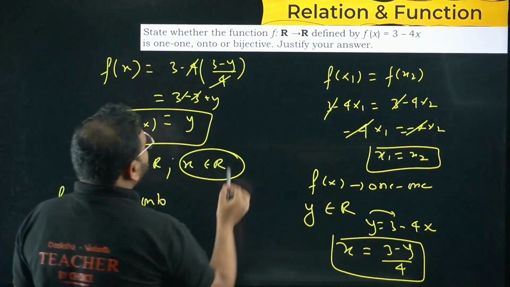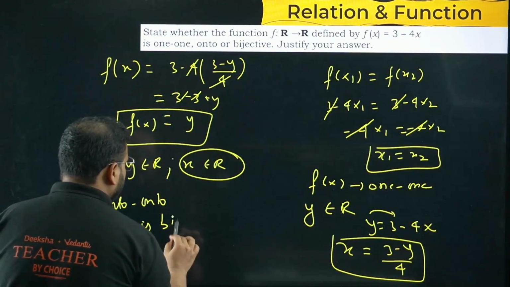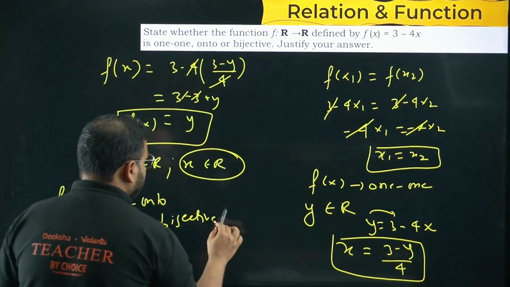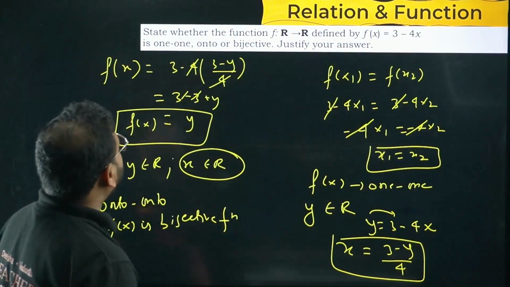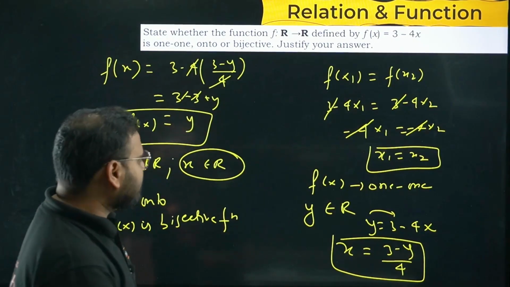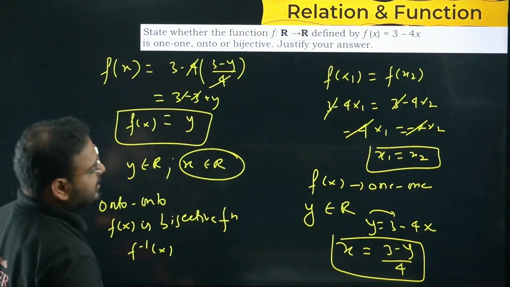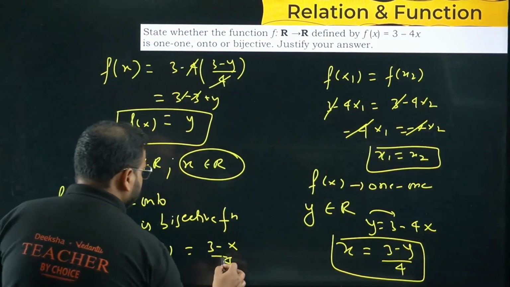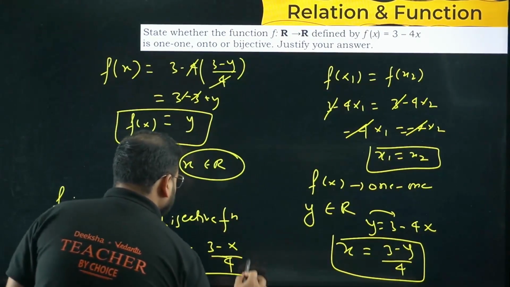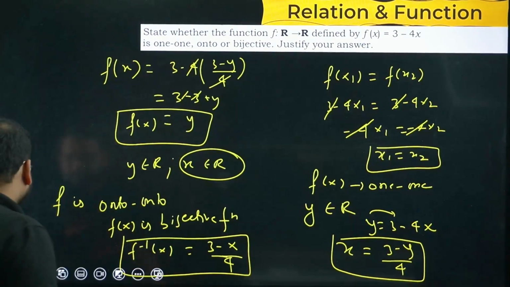One-one and onto means a bijective function. So f(x) is a bijective function. Also, we have to write the inverse. Did they ask? Okay, they have not, but we'll write the inverse anyway. So f inverse of x will be, please check, 3 minus x upon 4. Okay, let's move on to the next question.